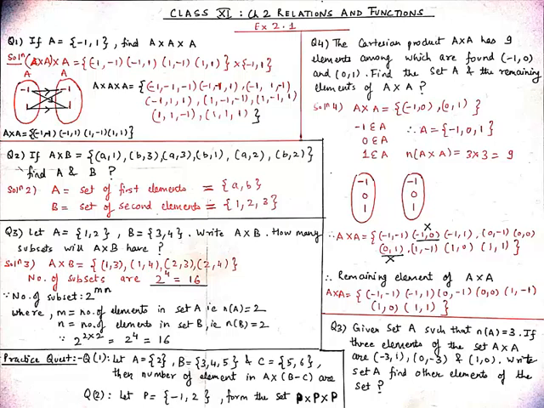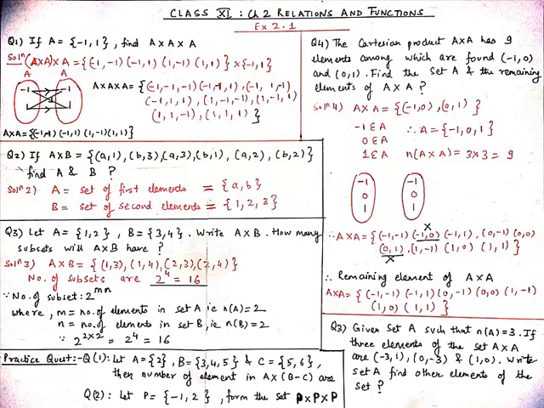And now the total number of subsets is equal to 2 to the power mn. Here m is equal to the number of elements in set A, that is n(A) = 2, and n is equal to the number of elements in set B, that is n(B) = 2. So the total number of subsets will be equal to 2 to the power 2 into 2, which is 2 to the power 4, and 2 to the power 4 is equal to 16. So the total number of subsets is 16.